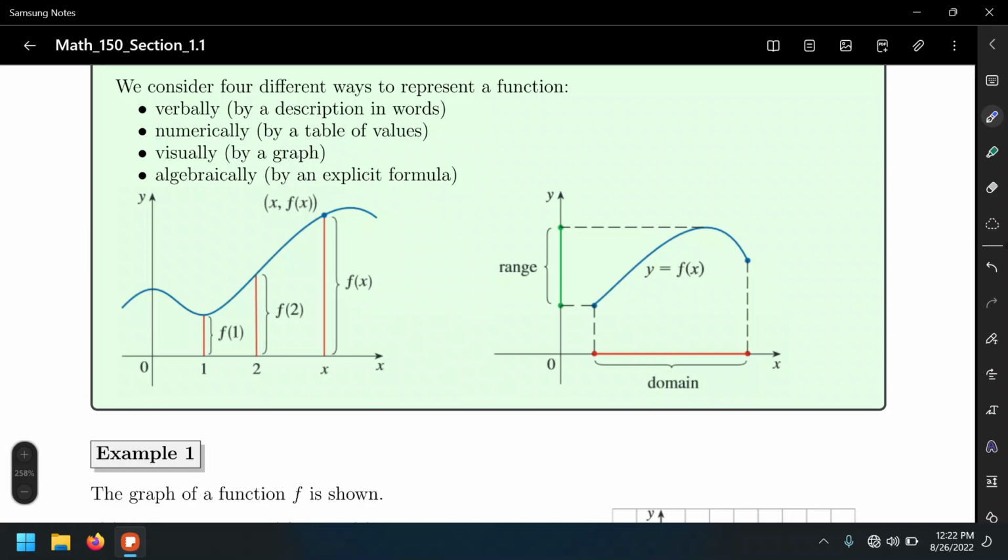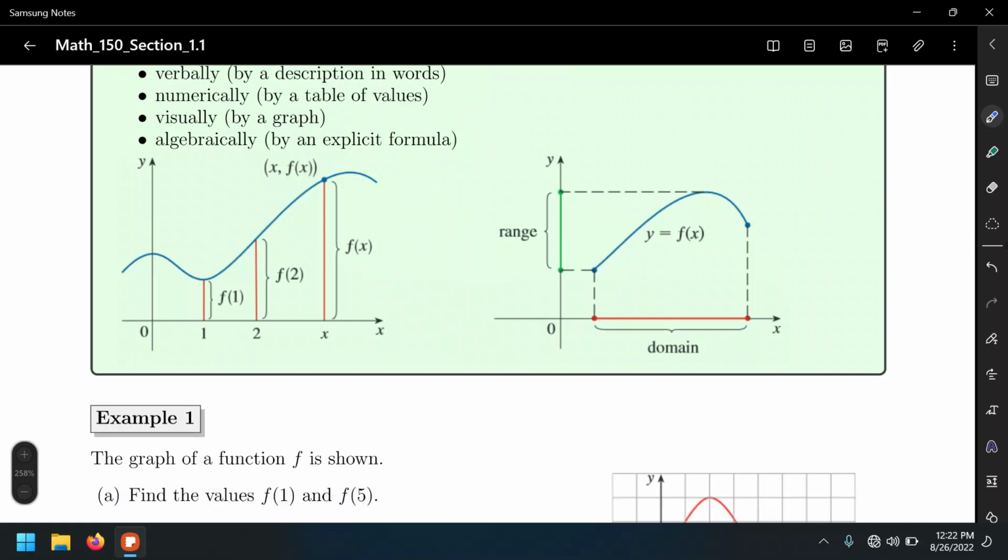Numerically, when we are making measurements in the lab, we write a table of values. That's another example of a function, numerically, a table of values. Visually, very commonly by a graph, and algebraically when we have an explicit expression, like f of x equals x squared plus 5, f of x equals e to the 5x minus 7, you name it. Infinitely many ways to describe this, of course.